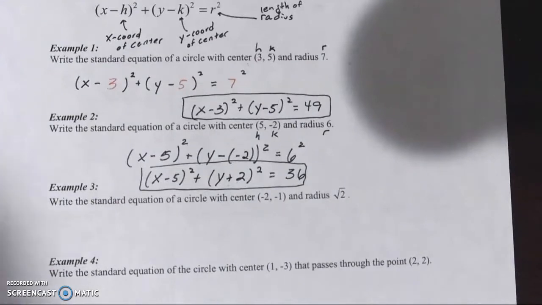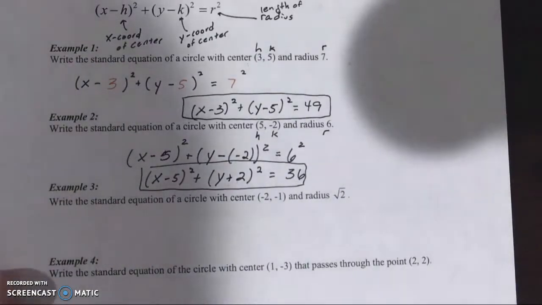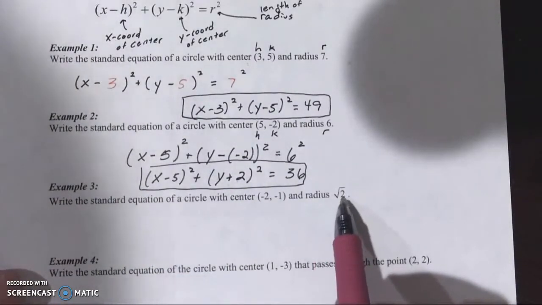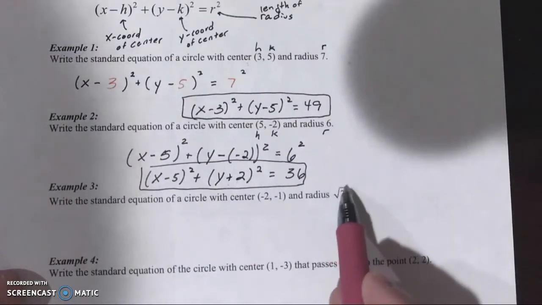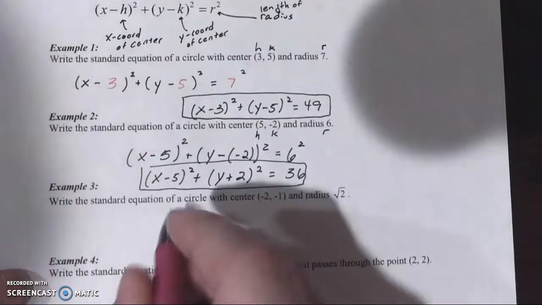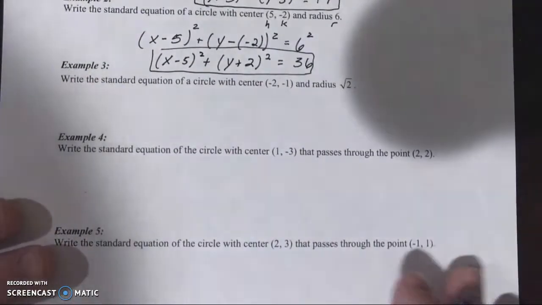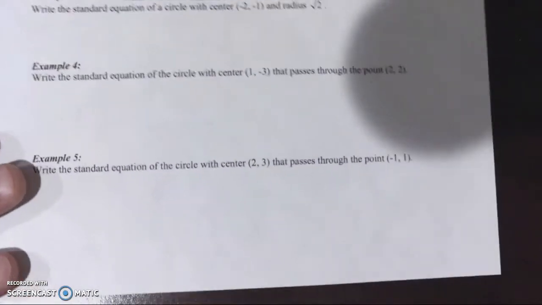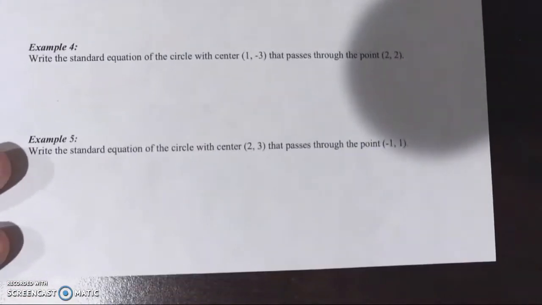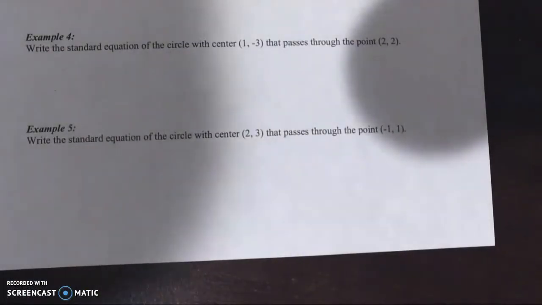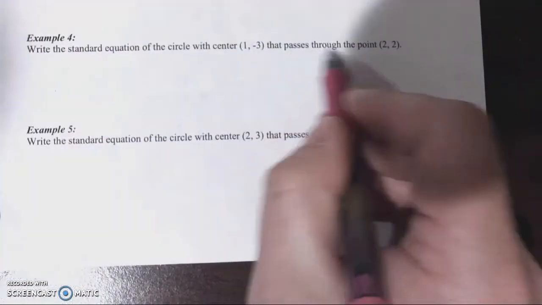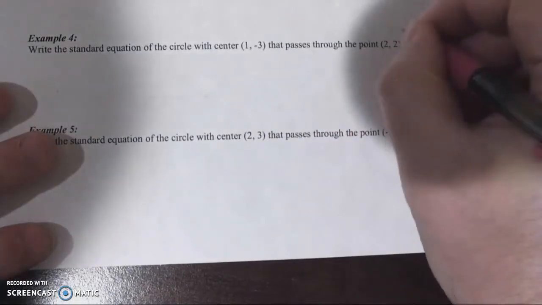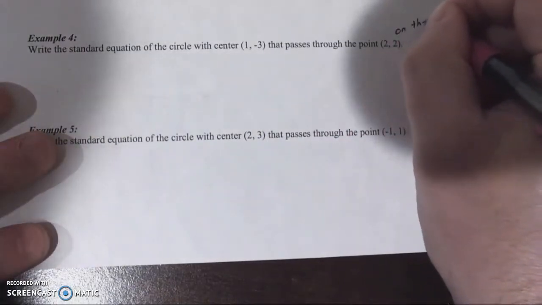Example 3, we don't really need to tackle that, just squaring the square root of 2. Remember, if we square a square root, it just cancels. Let's move along to example 4. 4 and 5 are the same problem with different numbers, and we're going to talk about 2 different ways to do this. Passing through the point 2, 2, that means this point is on the circle.